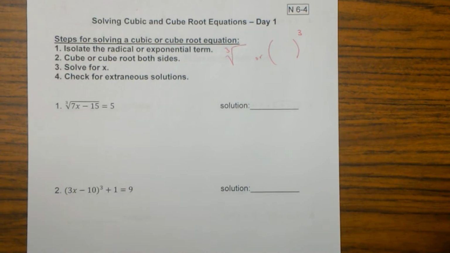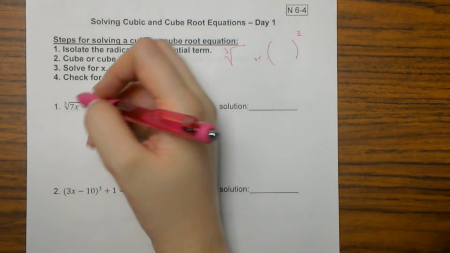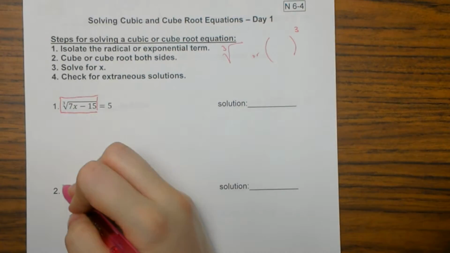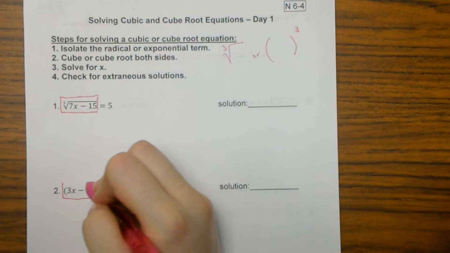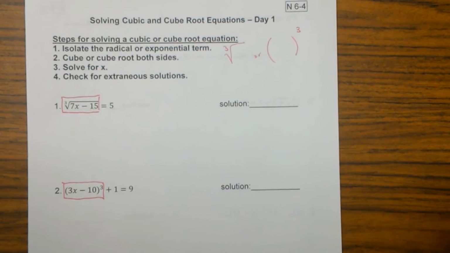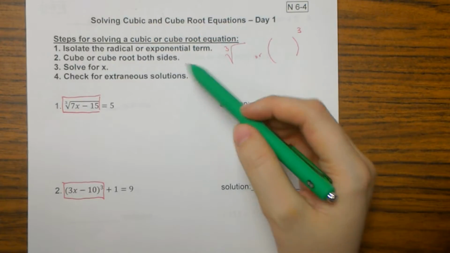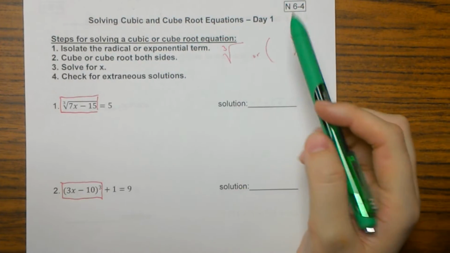you have the parentheses cubed. So look at number 1, you want this isolated. On 2, you want this isolated. So number 1, your radical is isolated, so you move on to cube or cube root both sides.